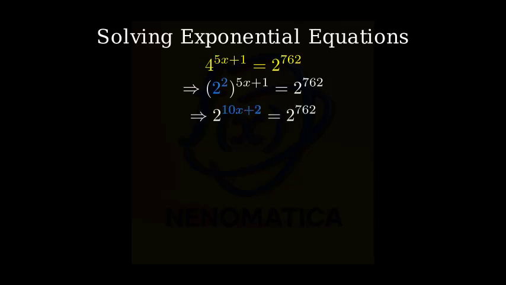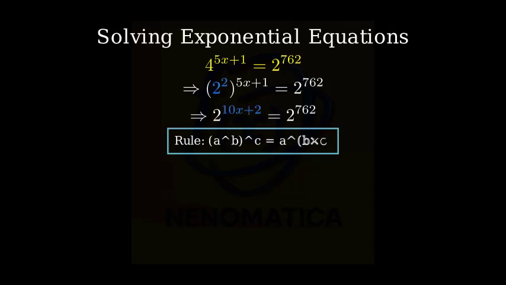Now we can use the power rule, which states that a to the power b, all raised to the power c equals a to the power of b times c. So 2 squared raised to the power 5x plus 1 equals 2 raised to the power of the product 2 times quantity 5x plus 1, which is 10x plus 2. When we have the same base on both sides of an equation, we can set the exponents equal to each other.